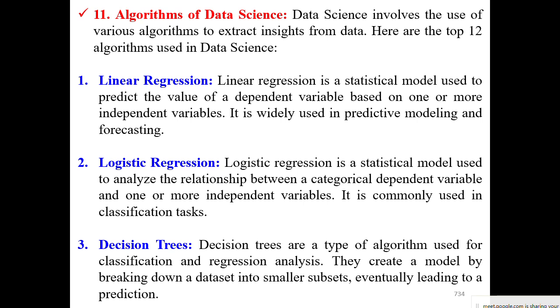The first one is linear regression. Linear regression is a statistical model used to predict the value of a dependent variable based on one or more independent variables. It is widely used in predictive modeling and forecasting. That is the topmost algorithm.